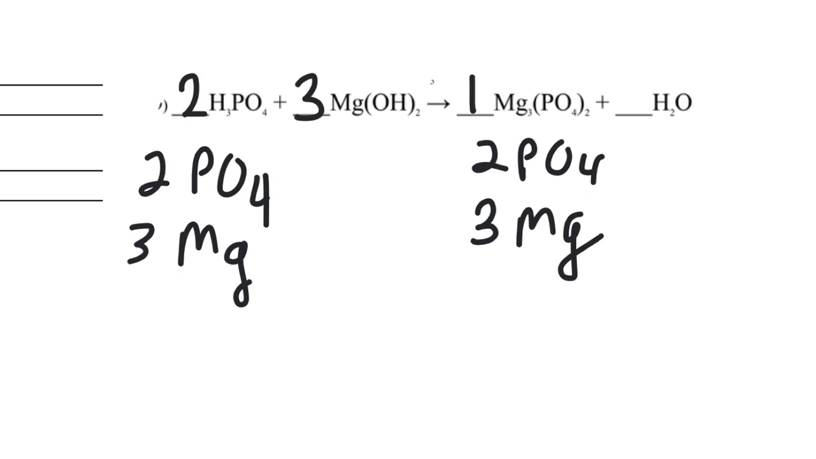All we have left to do is adjust the waters. That's it, H2O. So we're going to do it this way. We're going to deal with the hydrogen first. Let's deal with the hydrogen first. Okay, so on the left-hand side, how many hydrogens are there?